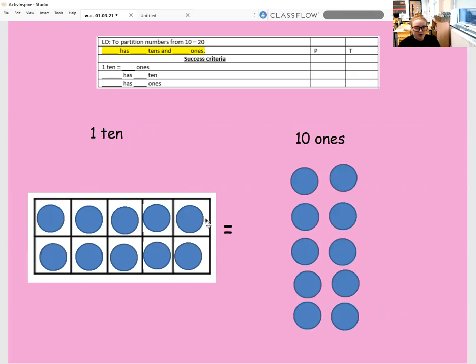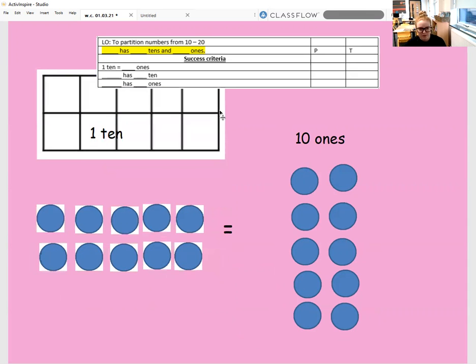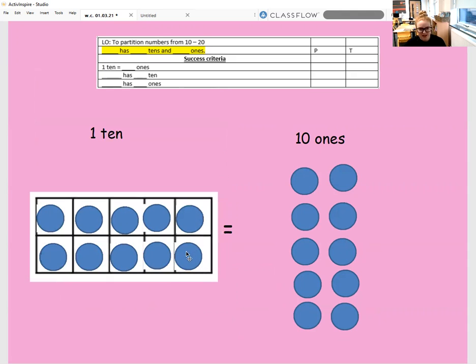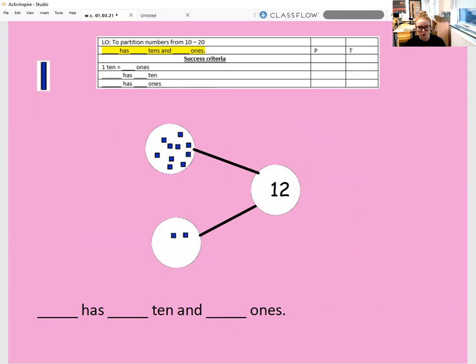On a tens frame, we know that 10 one counters can fit on one tens frame and fill it. Let's take away my tens frame. There are 10 ones, put them together, it is 1 ten. They are the same thing. 1 ten is the same as 10 ones.